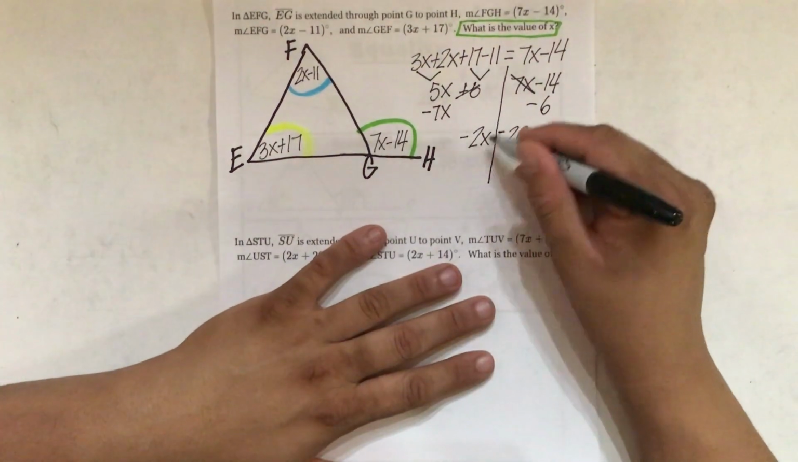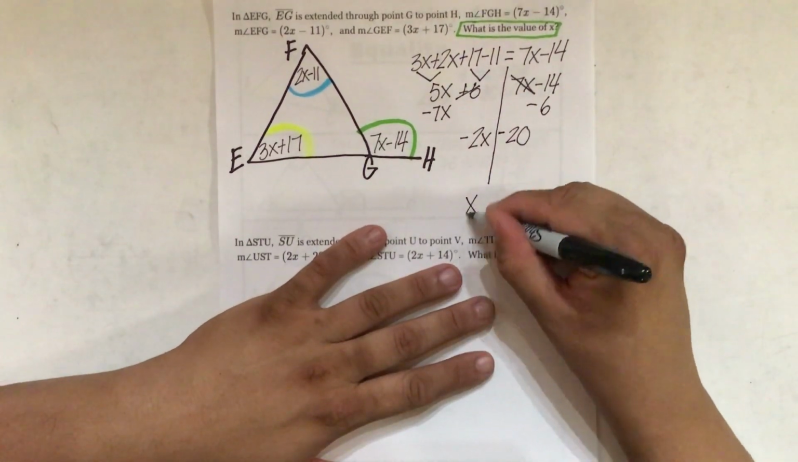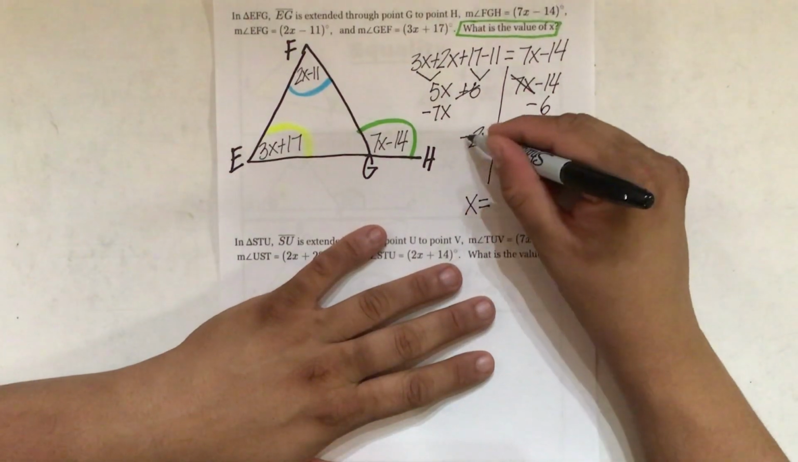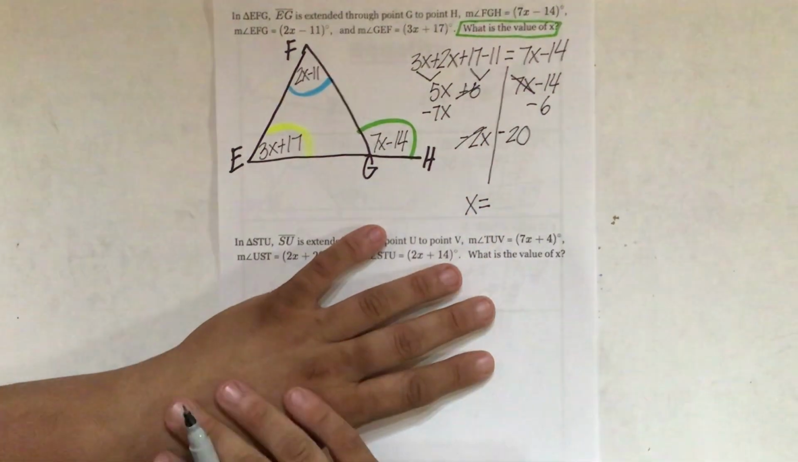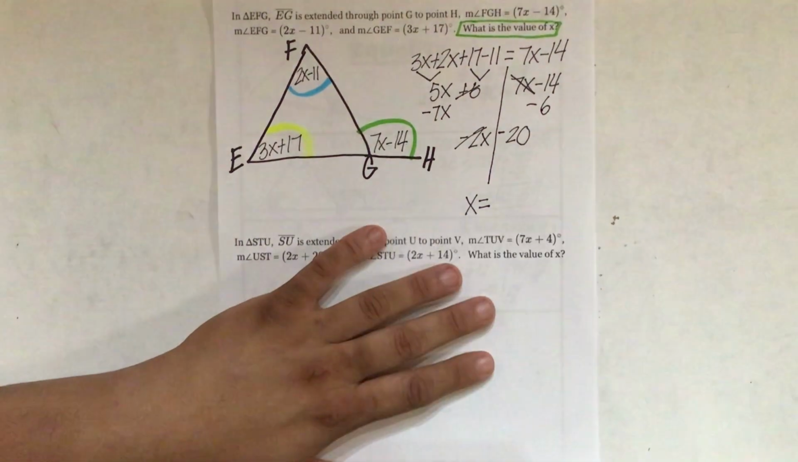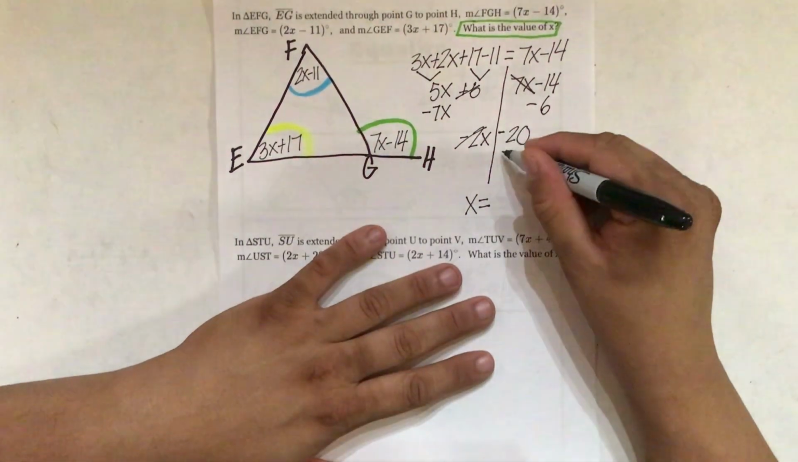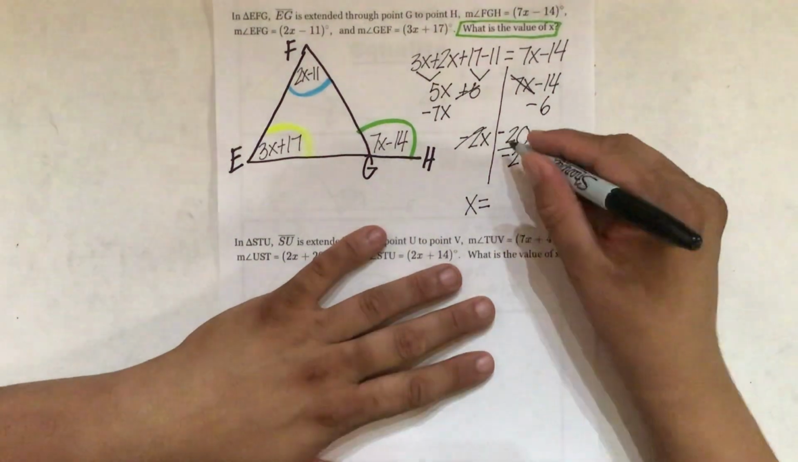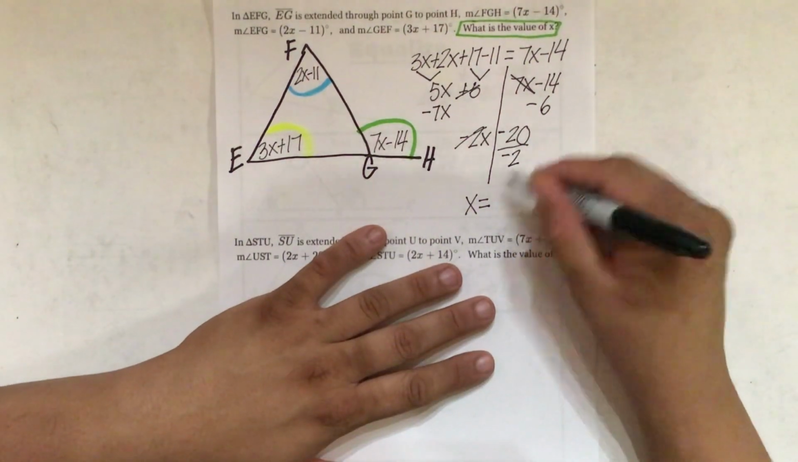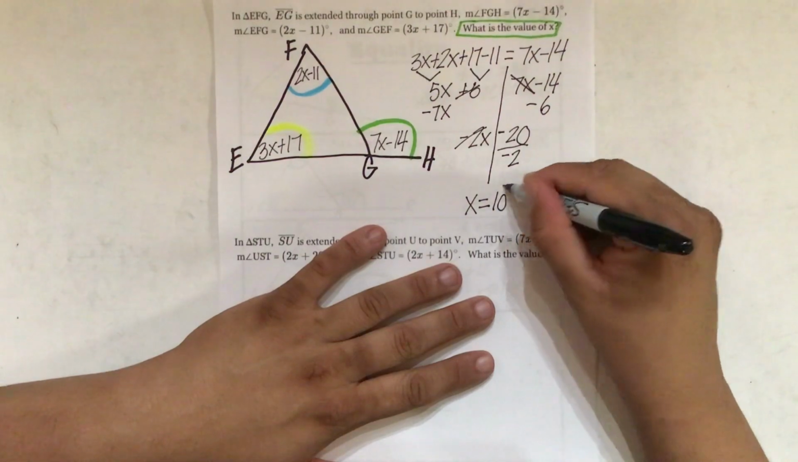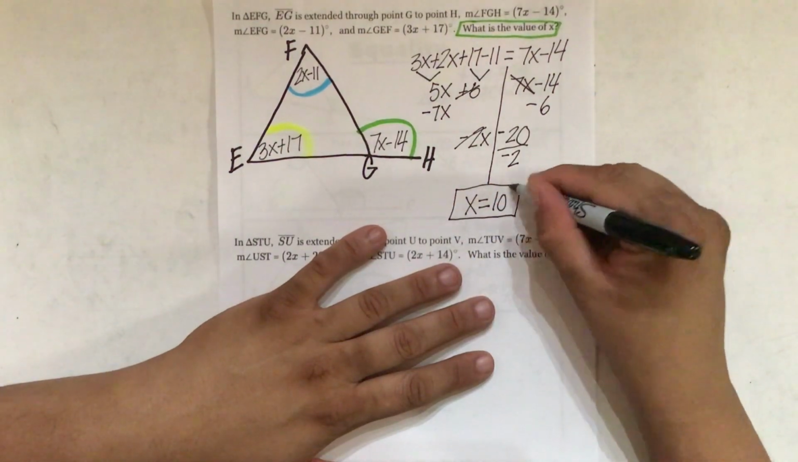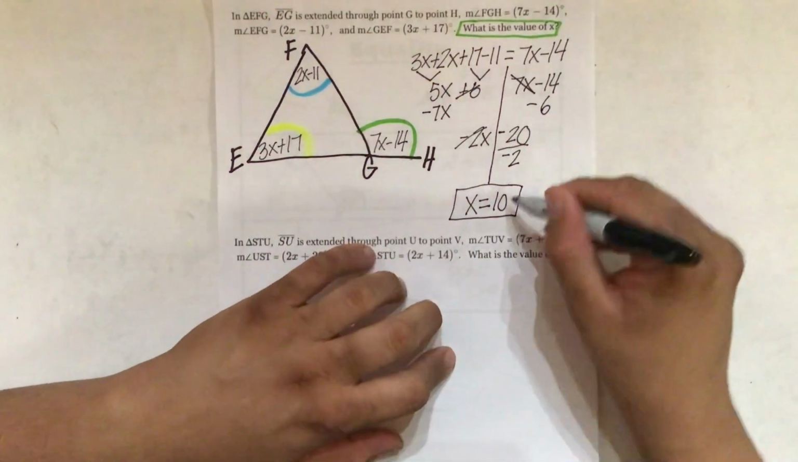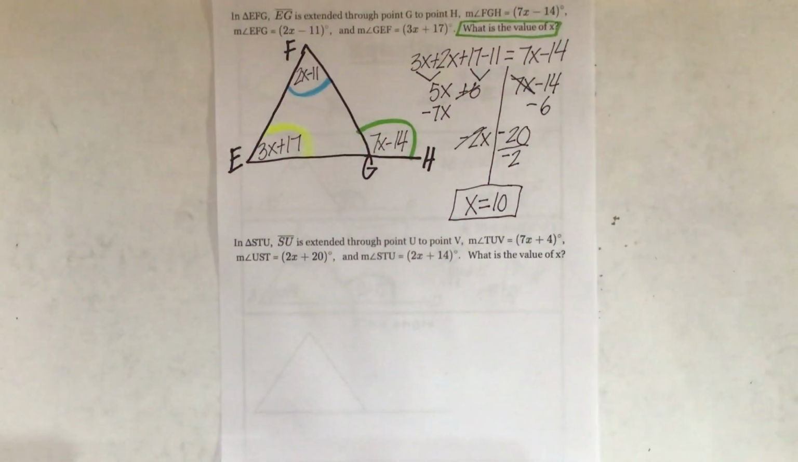So now to get x by itself, because remember my goal is to get x equals, I got to cross out -2 here. And this is -2 times x, so the inverse of multiplying is dividing by -2. Negative divided by negative is a positive. 20 divided by 2 is 10. And there we go. What is the value of x? X is equal to 10.